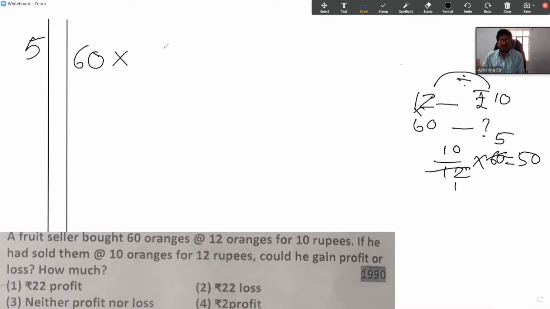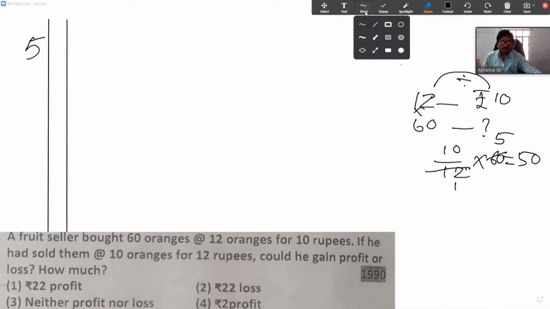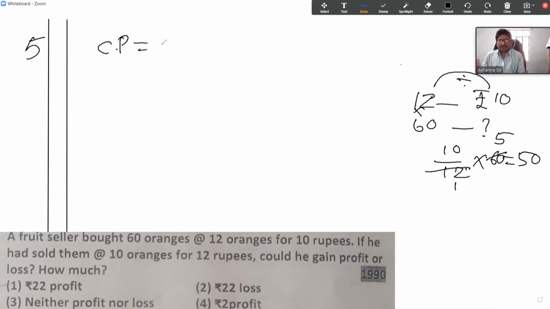For 60 oranges, how much? Cost price of 60 oranges is 50 rupees. So how much is the selling price? We can calculate what he totally sold.